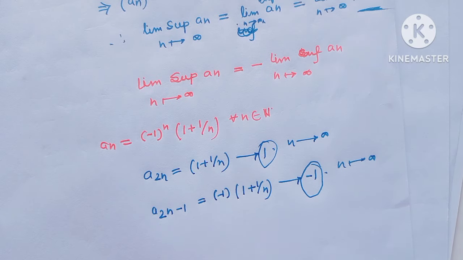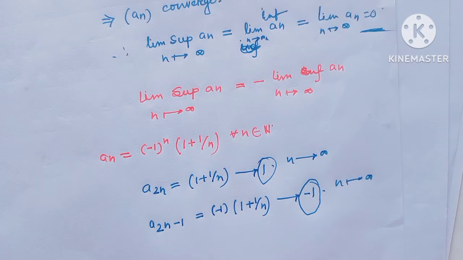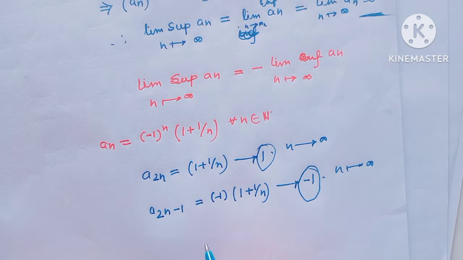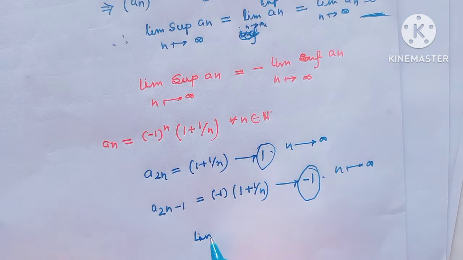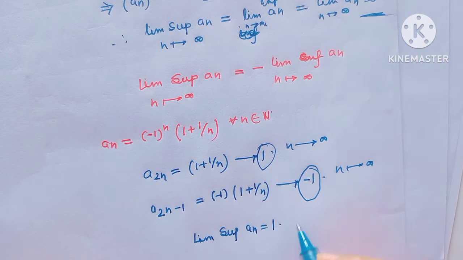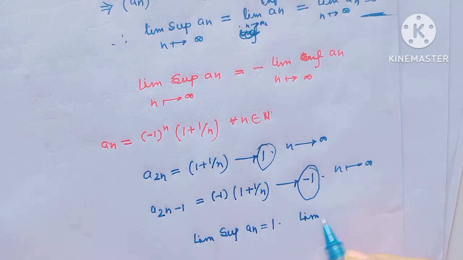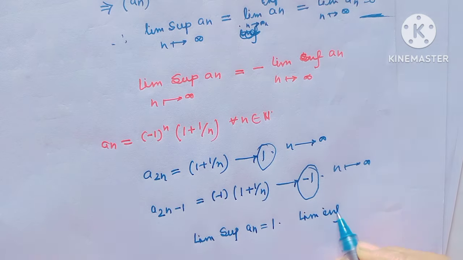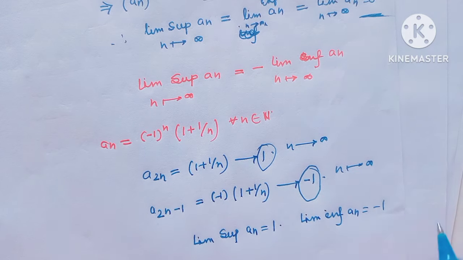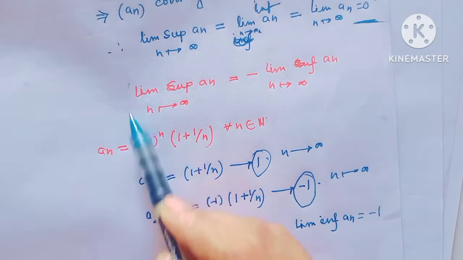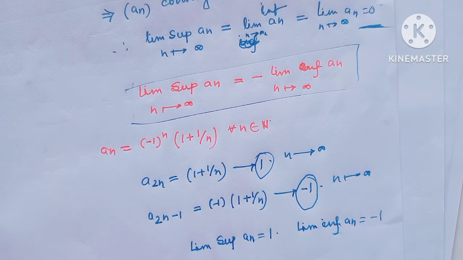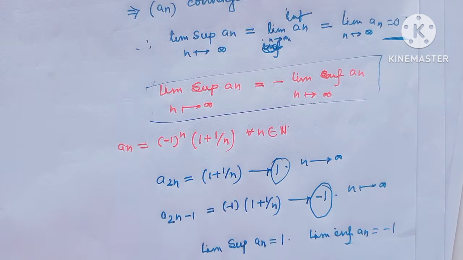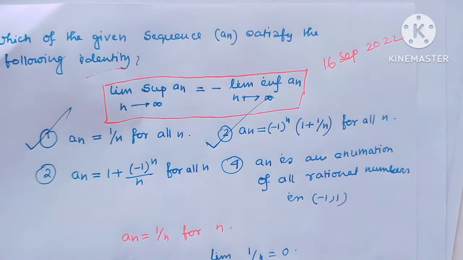So here also limit superior of a_n is equal to minus limit inferior of a_n: limit superior of a_n equals plus 1 and limit inferior of a_n equals minus 1. So this result here also is satisfied. So option 2 is also a right option.